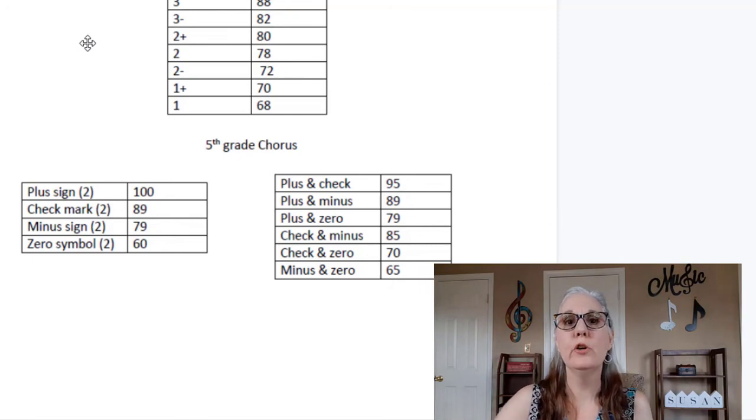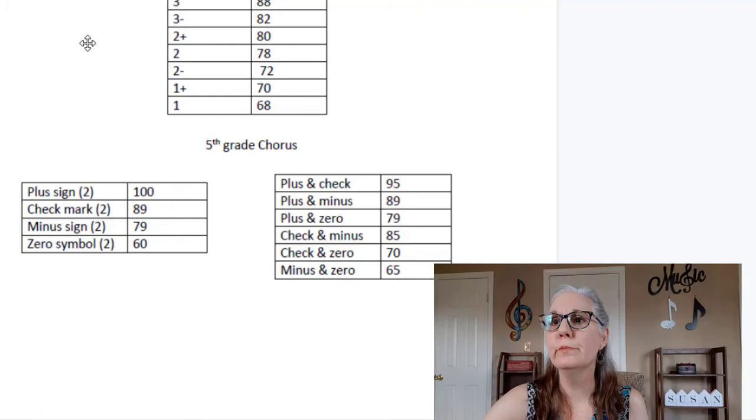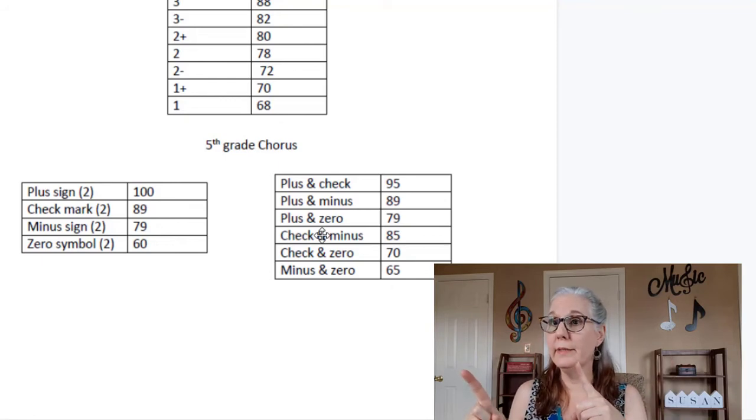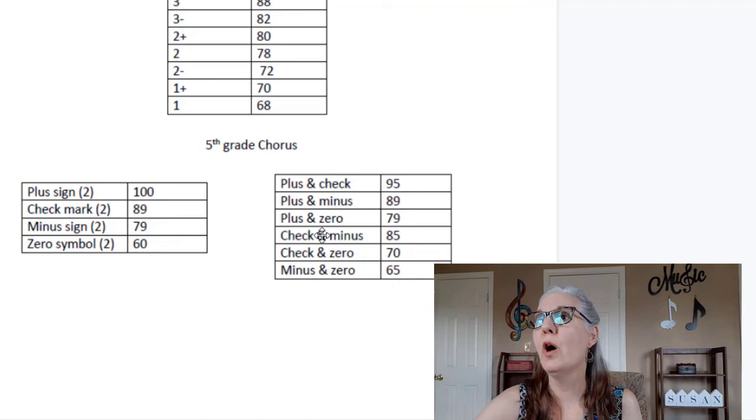And then over here is the actual numeric value. Remember, I told you they're getting graded on preparation and participation. So they may get 2 plus signs, but they may have 1 plus and 1 check and so on and so forth. So I went over here and I wrote a plus sign plus a check equals 95, a plus sign plus a minus sign. So you can see how I wrote it down over there.